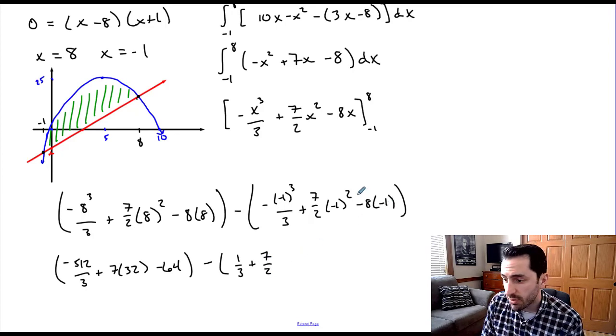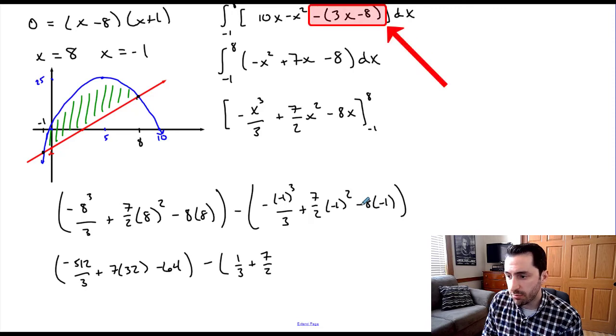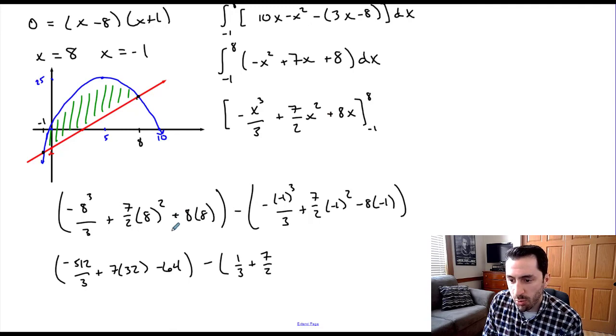And our last one here, so we have minus a -8, so this should be plus 8 throughout our integral, which will just change a couple things. So this will be positive 8 plus 8, and then this will be positive 64. And then over here, we'll have a positive 8 times negative 1. So now that's going to be minus 8.